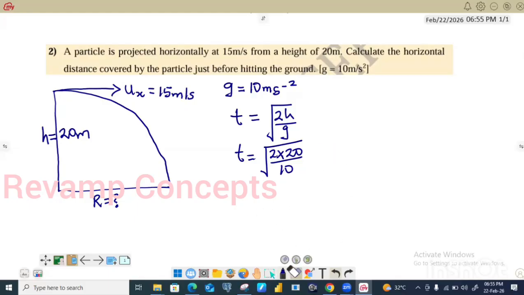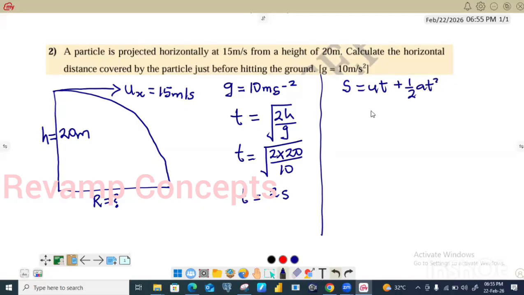Yes, sir. Very good. But t is not what they ask us to find. t will be equal to 2 seconds, but they ask us to find the range. But you know that this range is horizontal distance, which we discussed in our linear motion. This is the formula for horizontal distance, are we together?